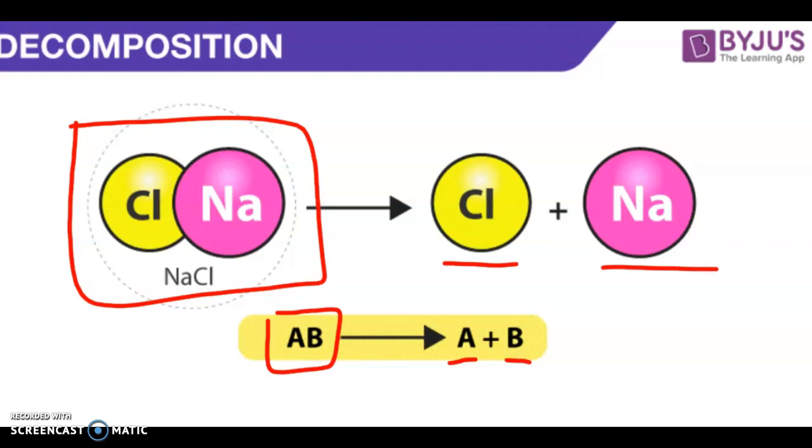This will be the opposite in the sense that you'll start with one reactant and it's going to break down into multiple products. So we start with one reactant, and in this case we have two products.